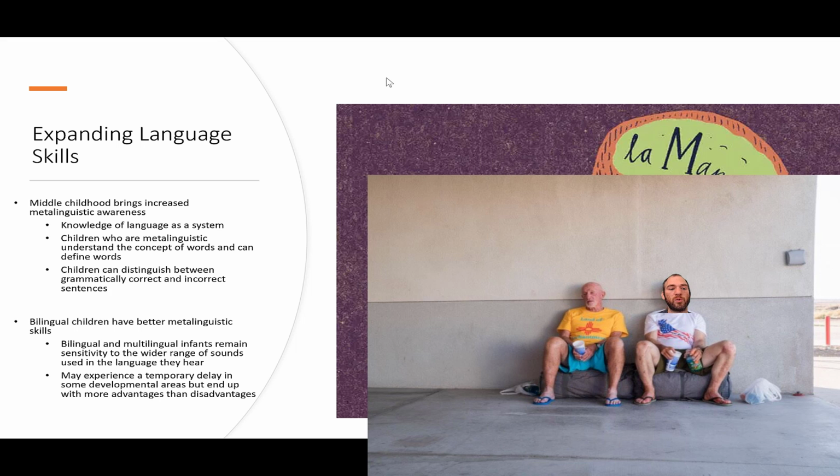Bilingual and multilingual infants remain sensitive to a wider range of sounds used in the language they hear, and may experience a temporary delay in some developmental areas, but end up with more advantages than disadvantages. So briefly touching on the meta-linguistic point, it's kind of like metacognition, it's meta, so kind of a knowledge of language as a system, which allows children to distinguish between sentence fragments and correct sentences, and determine when sentences are grammatically correct or not grammatically correct. And we're going to get into more of the specifics of bilingualism in children momentarily.